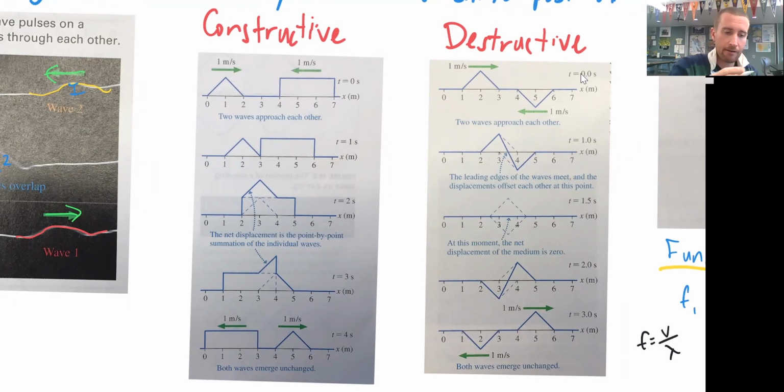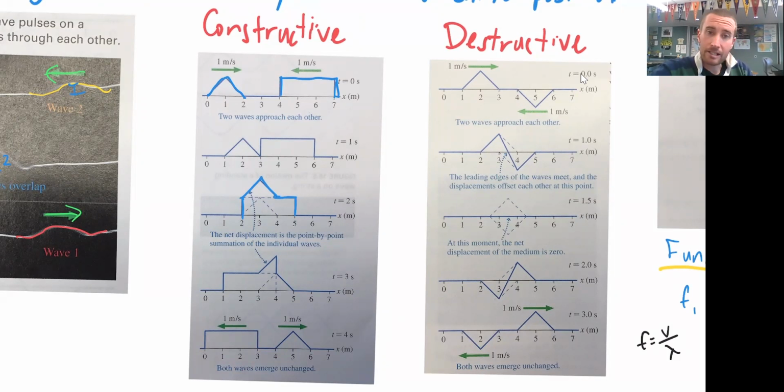So here we have two waves, wave over here and wave over here. There's a triangle and a rectangle shape on those waves. They come together at 1 meter per second. So at time 0 seconds, they're 2 meters away. At time 1 second, they've come right next to each other. Time 2 seconds, they're now on top of each other. And so the triangle right here is on top of the rectangle right there.